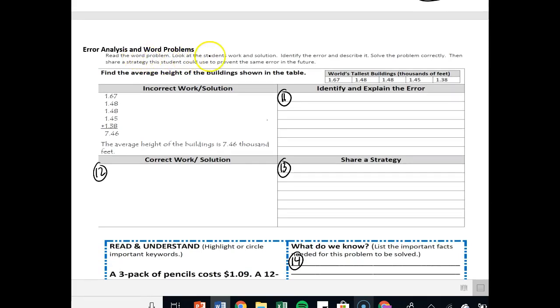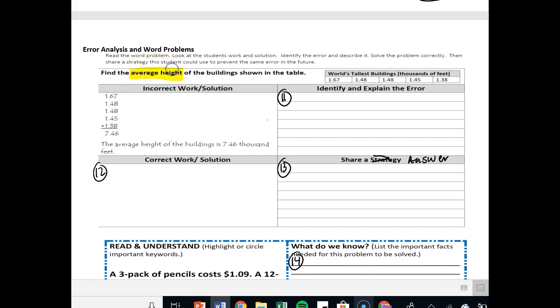So it says read the word problem, look at the student's work and solution, identify the error, describe it, solve the problem correctly, then share the strategy. When it says share the strategy, I want you to share your answer in a complete sentence. Explain your answer, basically. All right, so it says find the average height of the buildings shown in the table.